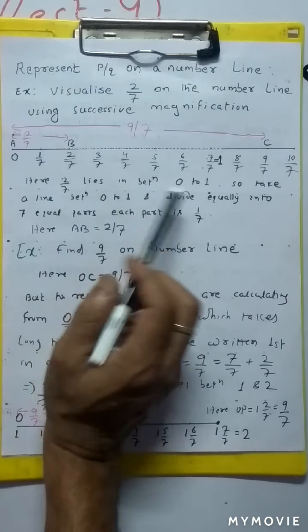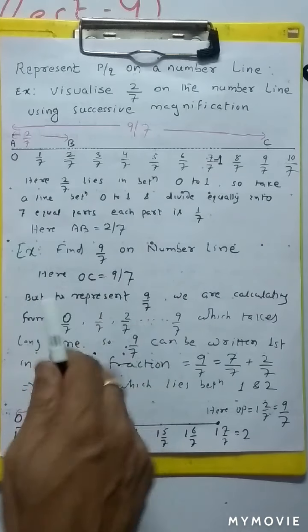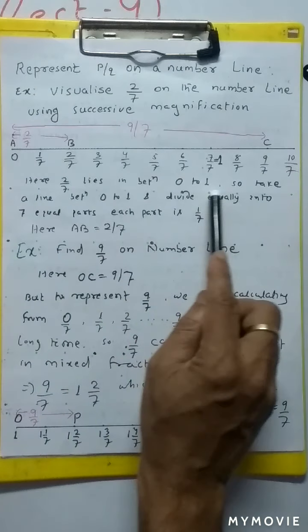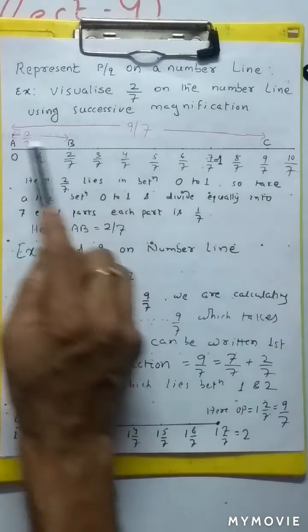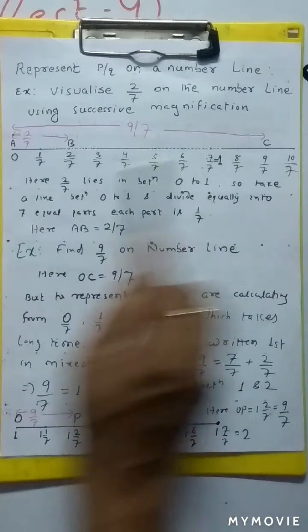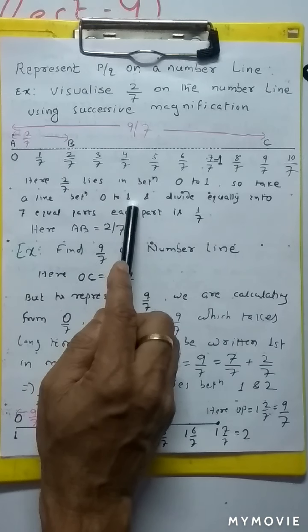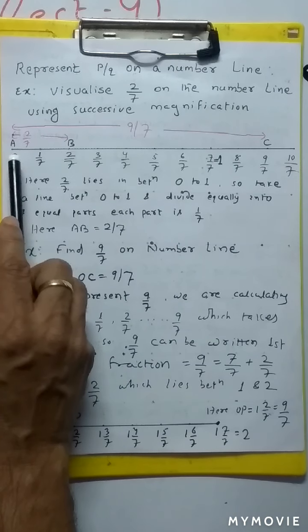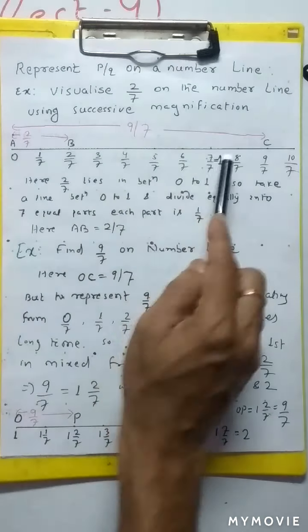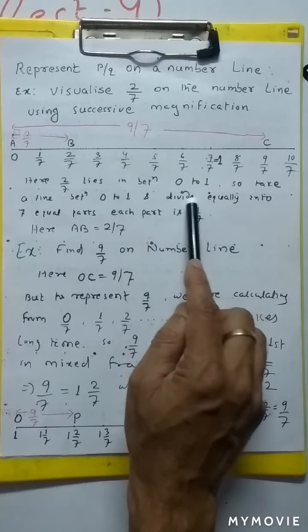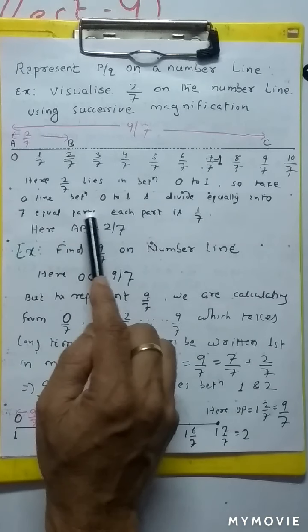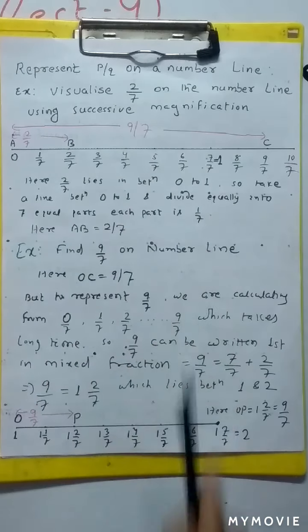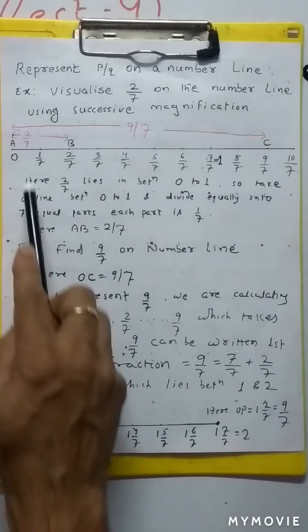Visualize 2 by 7 on the number line using successive magnification. Now see 2 by 7. Here 2 by 7 lies in between 0 and 1, because 2 is the numerator, 7 is the denominator, and the denominator is more than the numerator. So if you divide 2 by 7, definitely you will get a value less than 1. That means 2 by 7 lies in between 0 and 1.